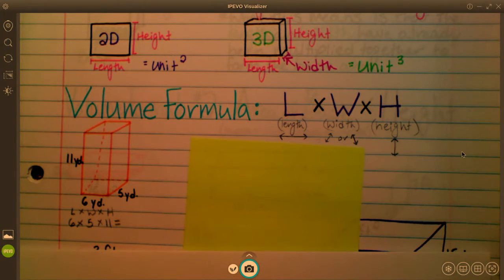So remember, we work left to right usually. 6 times 5 is what, 5th grade? It's 30. So 6 times 5 is 30. So I need to take 30 times 11. So go ahead, off on the side of your notebook, figure out what 30 times 11 equals. And then I want you to write out that answer.